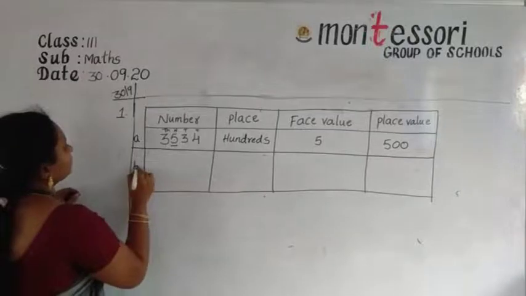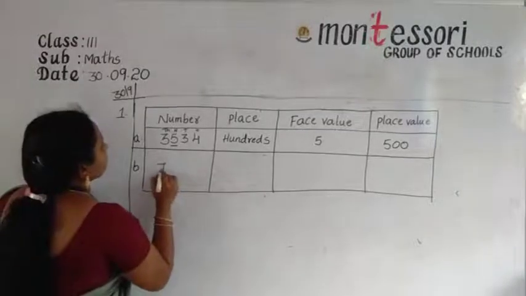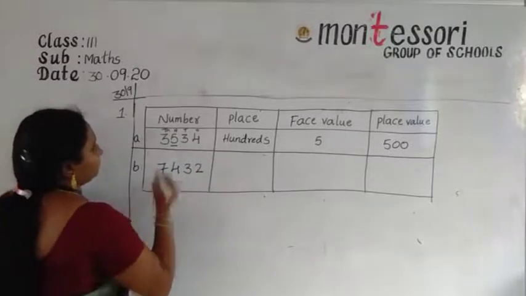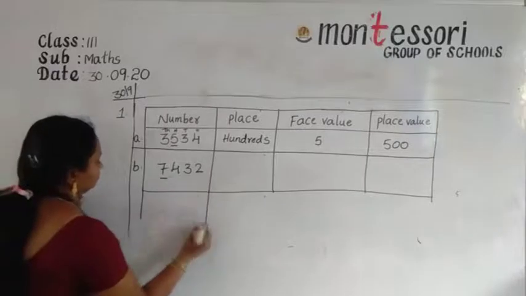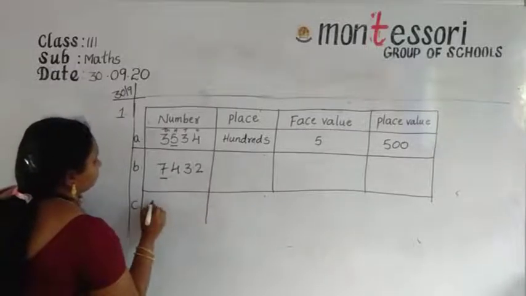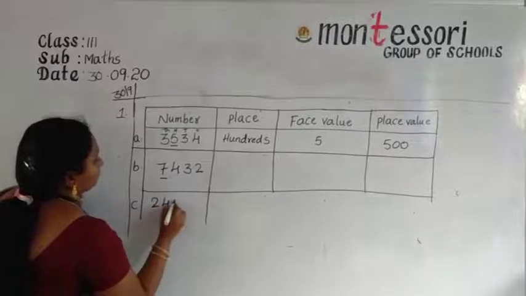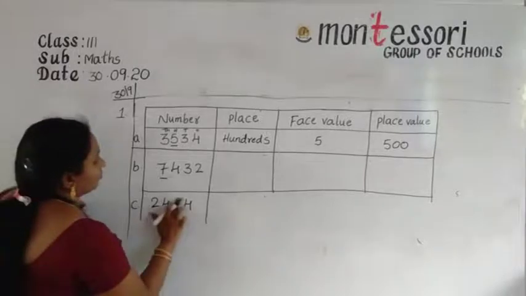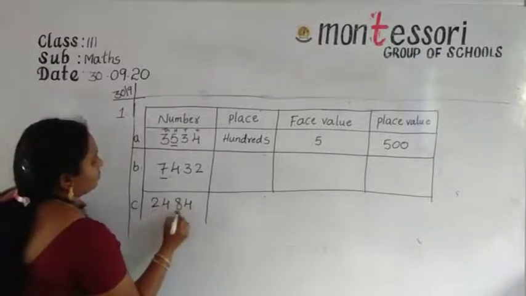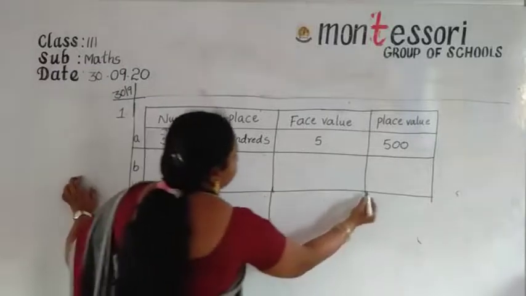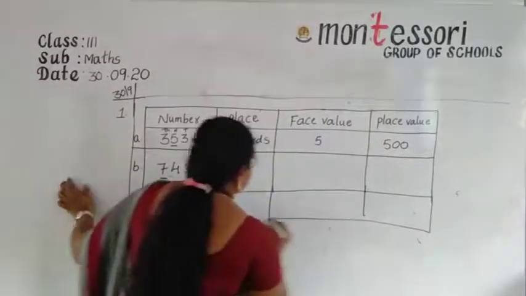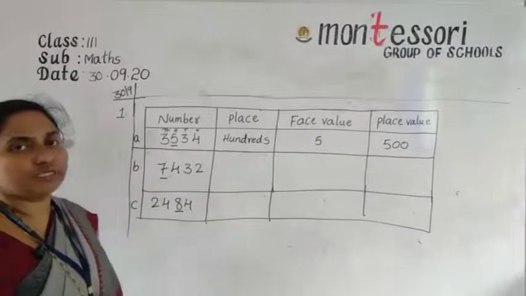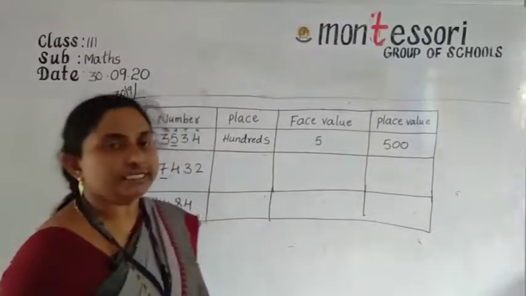Now I am giving B bit, 7, C bit, 8. Okay, understood? So write these problems and take a photo and send it to your concerned WhatsApp group.